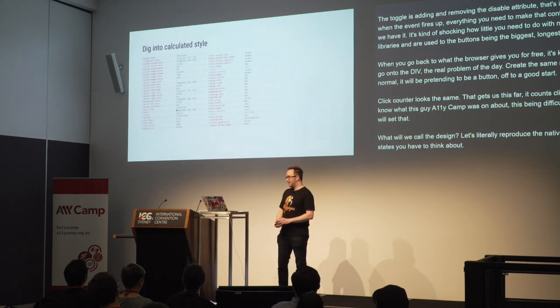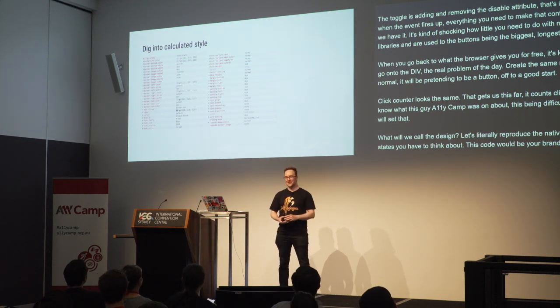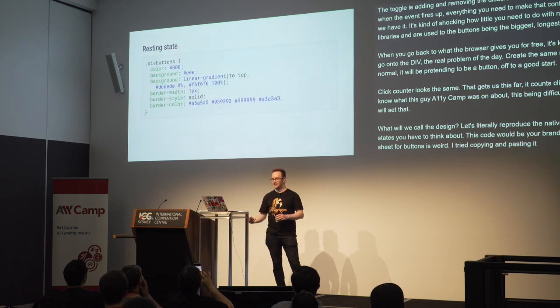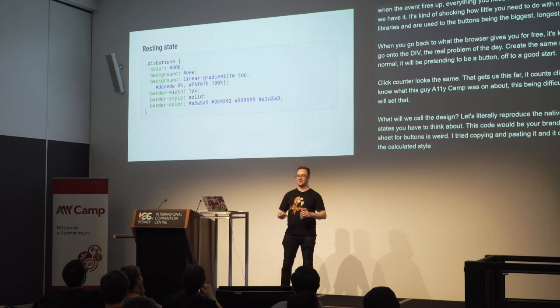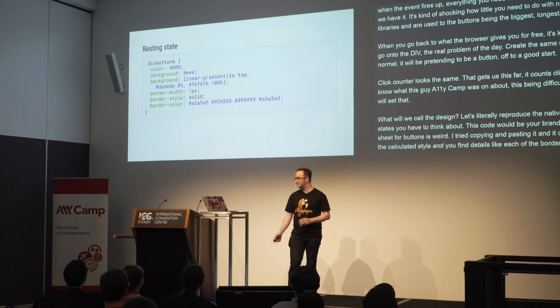And a little side note that Chrome's style sheet for buttons is weird. It's got a lot of stuff going on in there. I, as an experiment, tried copying and pasting it. It didn't work. You actually have to dig into the calculated style, and then you find that there's details like each of the borders is a different color. There's a linear gradient to give sense of depth, and it flips around in different states. So there's a lot going on there. So I've got to reproduce all of that for our div.